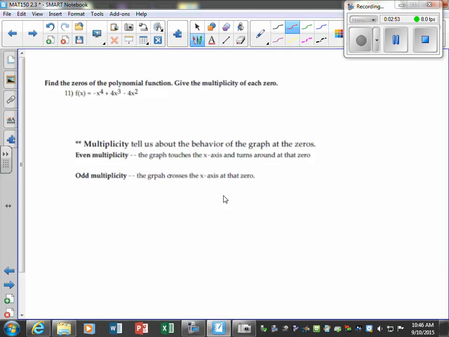Find the zeros of the polynomial function and give the multiplicity of each. First let's just find the zeros, and then we're going to talk about that multiplicity in just a second. The first thing we're going to do is set it equal to 0. I'm going to suggest that you factor out a negative x squared to start. Then I'm going to give you a few minutes so that you can pause it and try the rest of it by yourself, and then just check your answer.